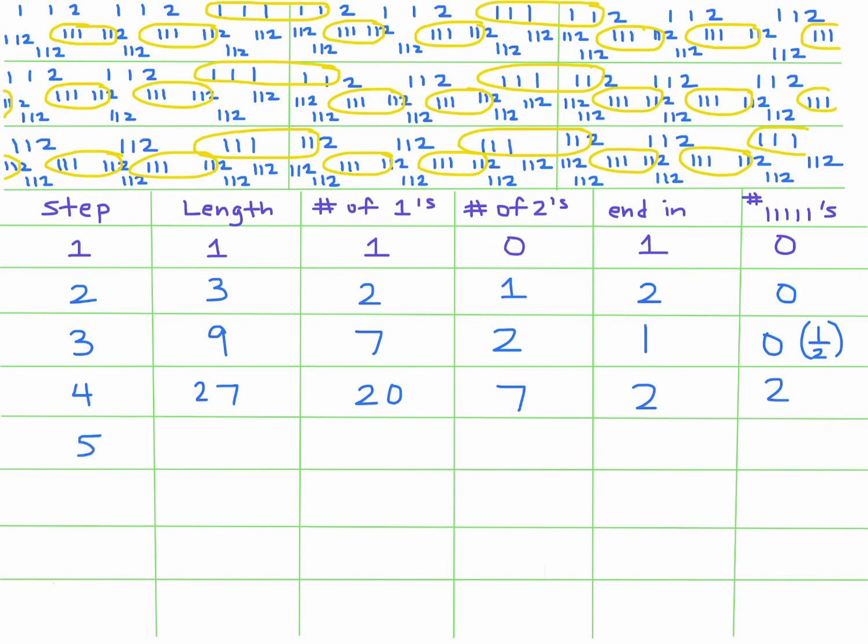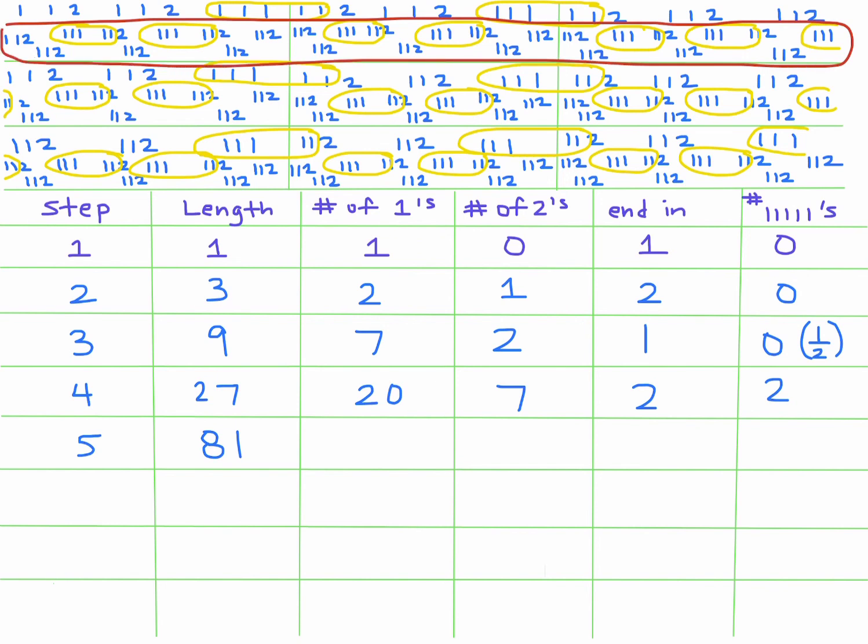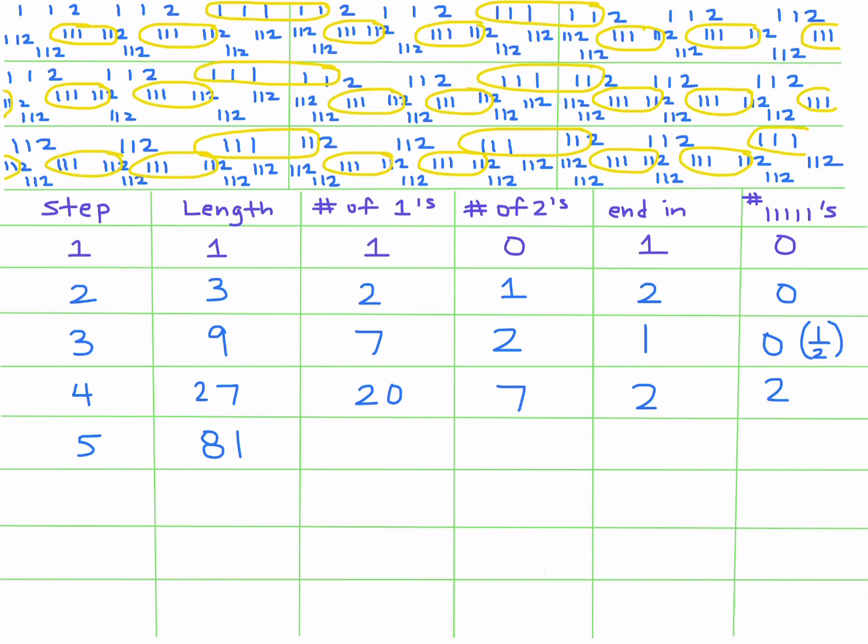But you say, well, okay, I understand that you're multiplying by 3 every time. So when you get to 81, it's going to be all of these. That's 81. But you really expect me to sit there and count all the 1s? The good news is you don't have to.